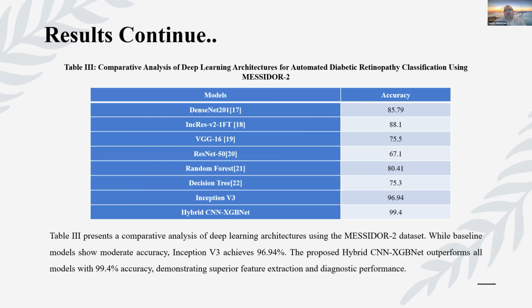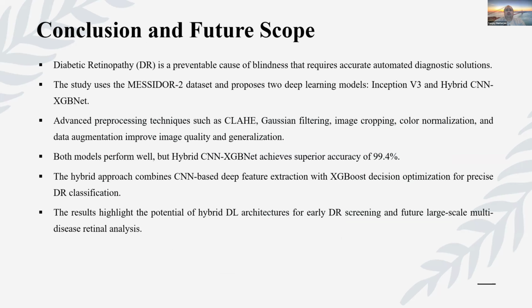So now, what is the conclusion that I am coming to here? Diabetic retinopathy requires early and accurate diagnosis. So obviously our hybrid CNN XGBNet model significantly improves diagnostic accuracy. The model achieved 99.4% accuracy, outperforming existing approaches. And this approach has strong potential for AI-assisted screening systems deployment in low resource settings.